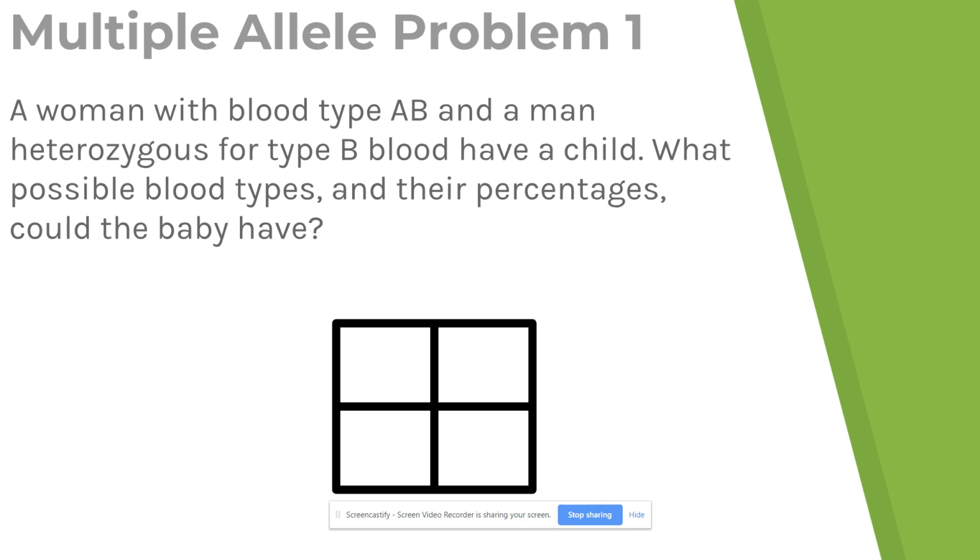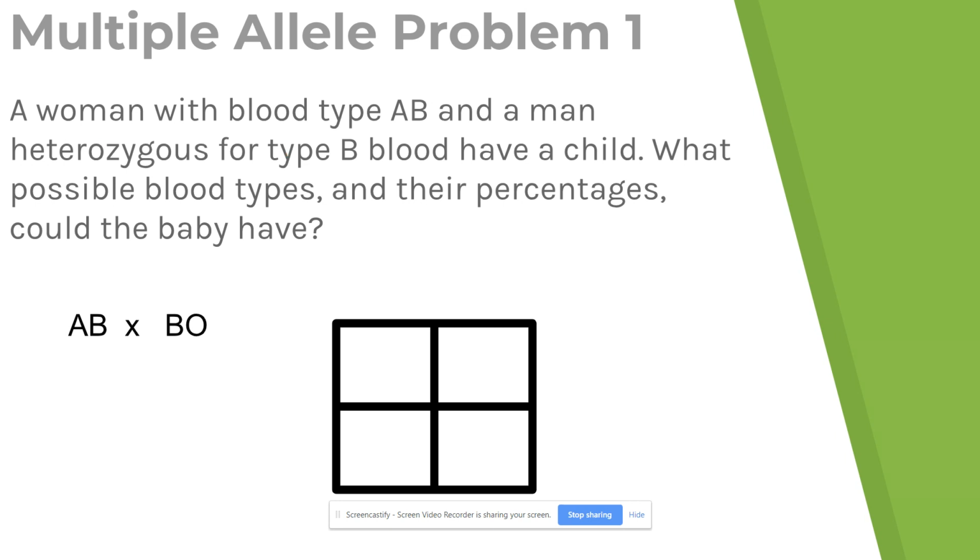So when we skip step 1, we can go right in and show the cross. So we know that the woman has type AB blood. So that means that her genotype has to be AB. The man, on the other hand, is heterozygous for type B blood, which means that he has to be BO. If he would have been homozygous for type B blood, he would have been BB. But because he's heterozygous, hetero means different, he's going to be BO. So that's the first step, is we show the cross.